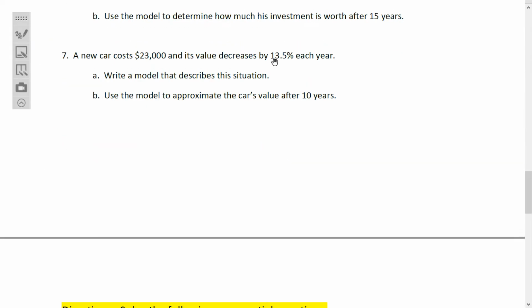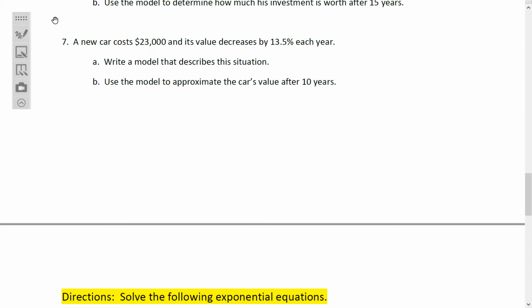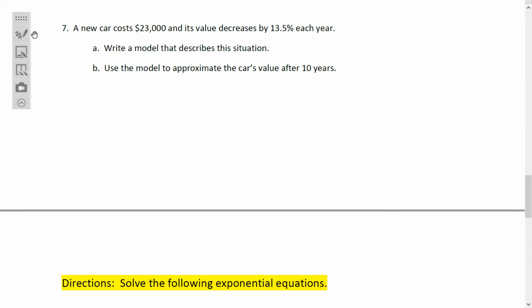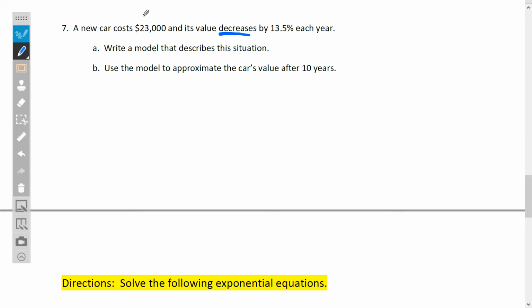Number 7 is similar, but this is a decay problem, as we'll see in a moment. A new car costs $23,000 and its value decreases, so here's our A value, decreases by 13.5% each year. So we need to divide this by 100 to get our rate, so 0.135. And then we have to use our decay model because this is decreasing in value.